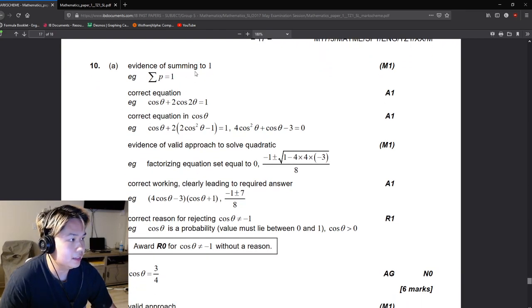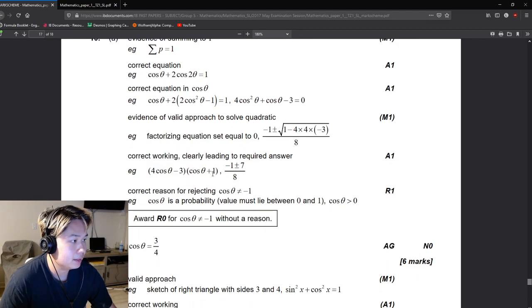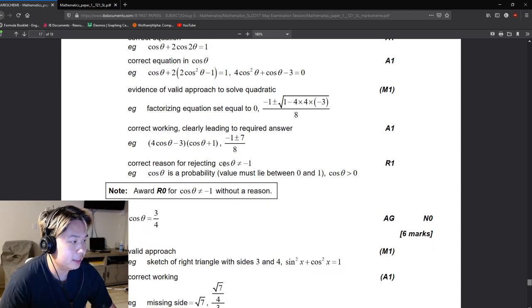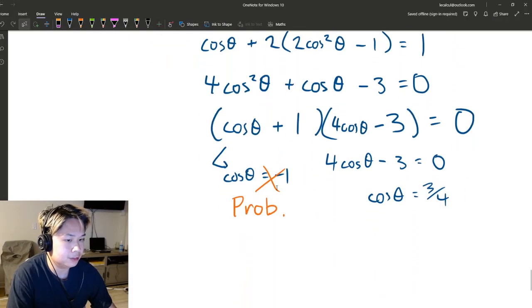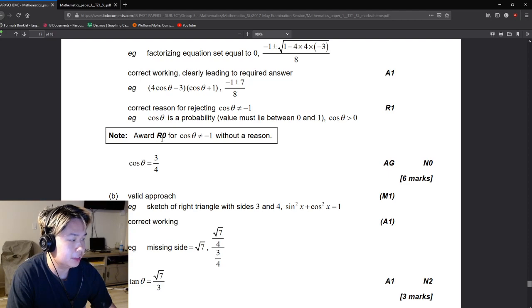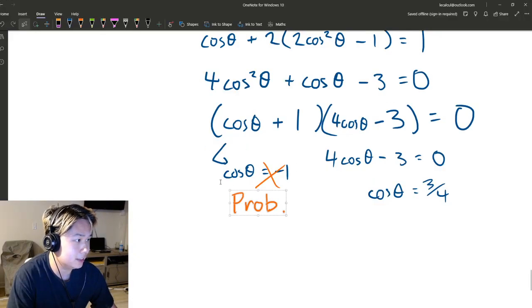Okay, so see, assume evidence of knowing adding up probabilities needs to be 1, so now it equals 1. Use double angle, you have this quadratic, and then you can factor it, and then you reject cosine being negative for the correct reason, and that's because cosine is a probability, so you can't have a negative. Thus, you get 3 over 4. Notice, you have to give a reason. It says right here, don't give a mark if you don't give a reason for rejection. So you do need to state specifically, this can't be a thing because it's a probability.